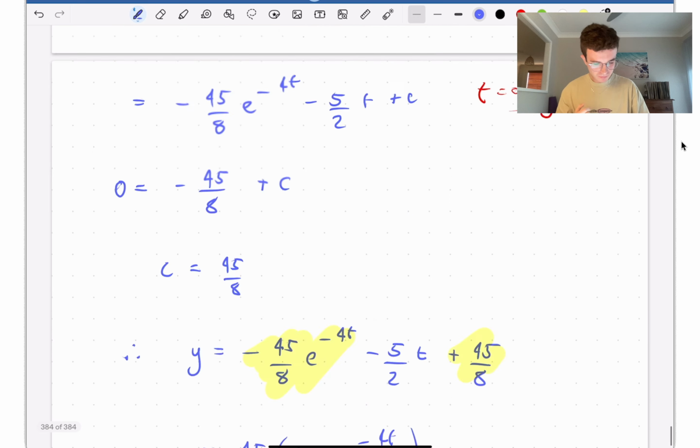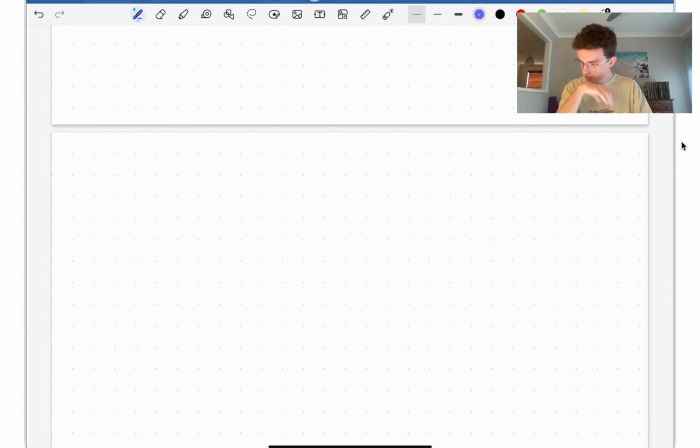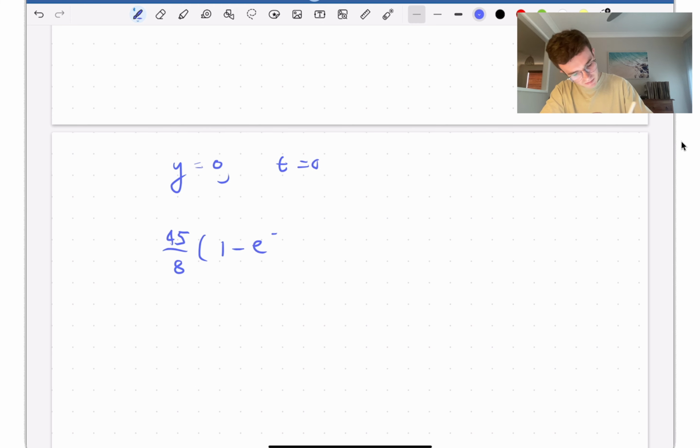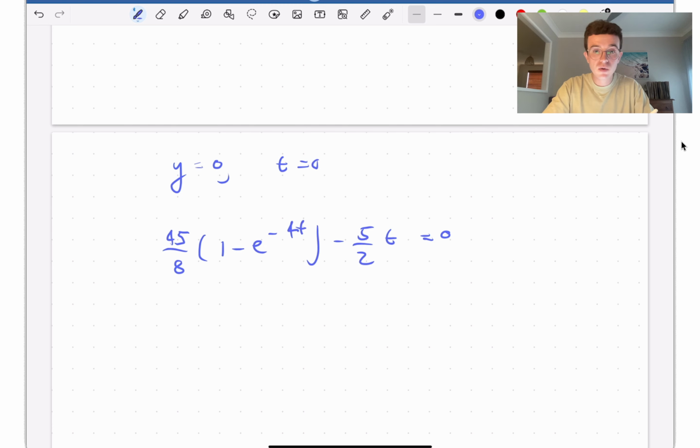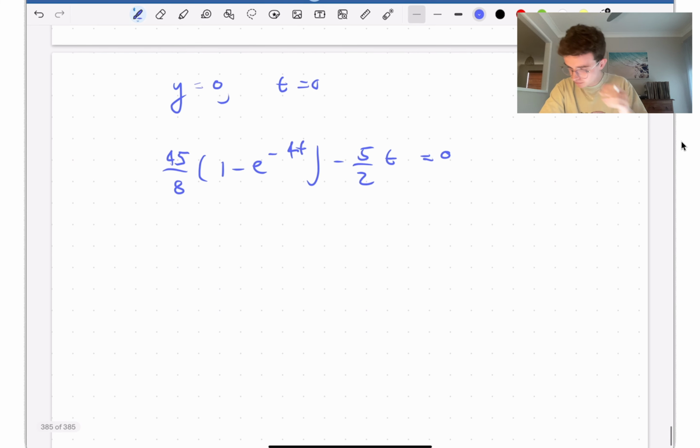Well, let's think. Horizontal range is when y is 0. So we want to know the time when y is 0. So the equation of y is 45 on 8, 1 minus e to the minus 4t, minus 5 on 2 t. Now, importantly, if you didn't get the other parts of the question, I'm feeling like this one is a free mark, basically, because you do need to use other parts to get this one, but they're given to you. So if you can just use the previous parts, even if you couldn't get them, then you're going to be able to get an answer for this one.